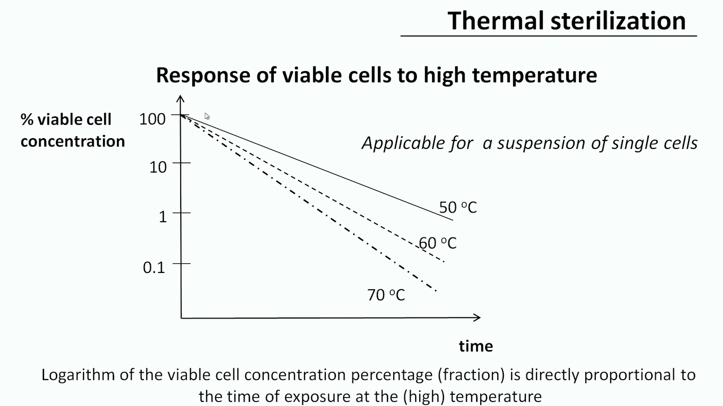And what this graph tells us is that the logarithm of the viable cell concentration, this is on a log scale, so the logarithm of the viable cell concentration percentage or a fraction, that fraction times 100 is percentage, is directly proportional to the time of exposure at the high temperature. So, this is the kind of behavior that we see when we expose single cell suspensions to high temperature. So, how are we going to use this?